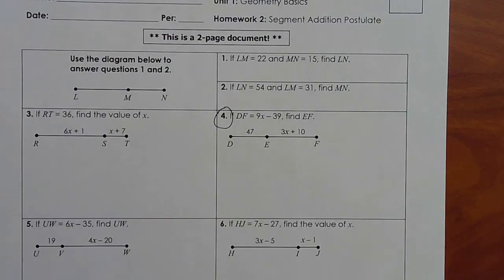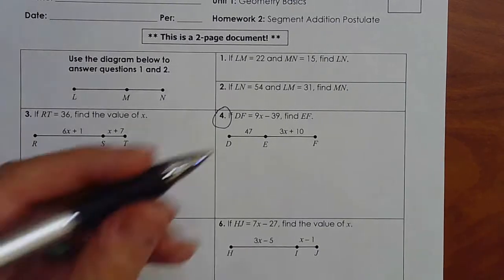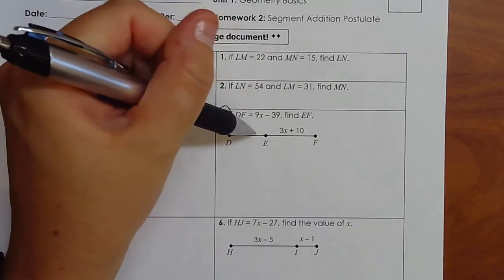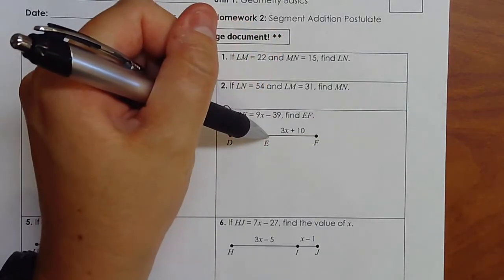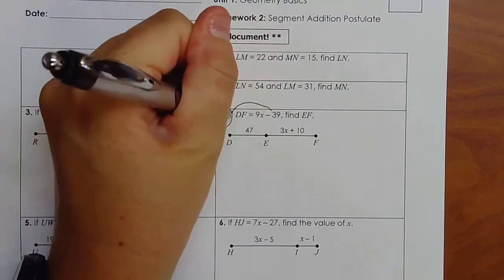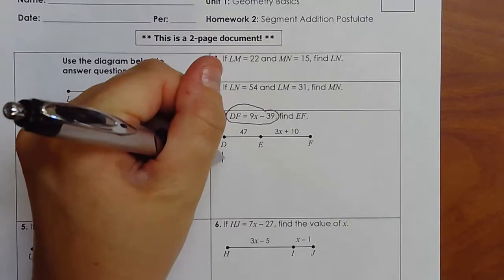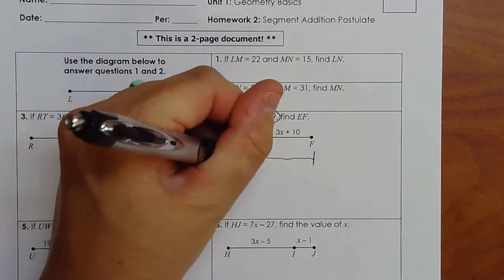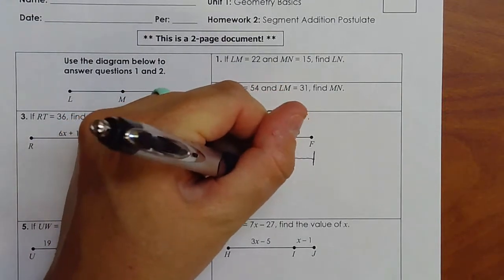Okay, I wanted to go over one more example with you so that we can see if we're on the right track here, or a couple more actually. So if we take a look at number 4 here, they tell you that DE is 47, EF is 3x plus 10, and then in the directions, they tell you that from D to F is 9x minus 39.